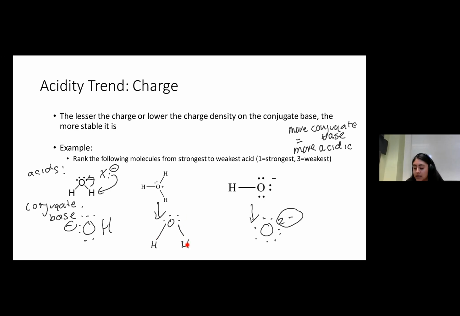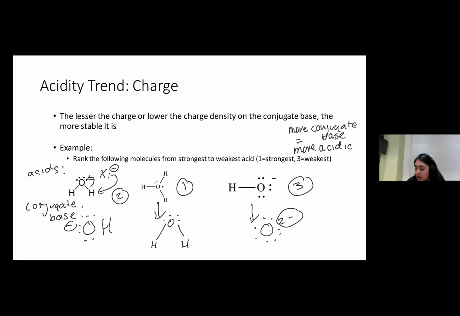This one has a lesser charge. It has a negative charge versus this one that has O2 minus. So this one right here has a lesser charge, so it's going to be more stable. And therefore, because the conjugate base is more stable, this acid right here is going to be stronger compared to the other one. So we're going to number this number 1. And then this one over here has less of a charge than this one, so we're going to number that number 2. And then this one at number 3.